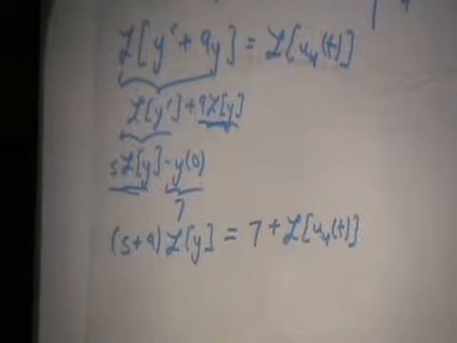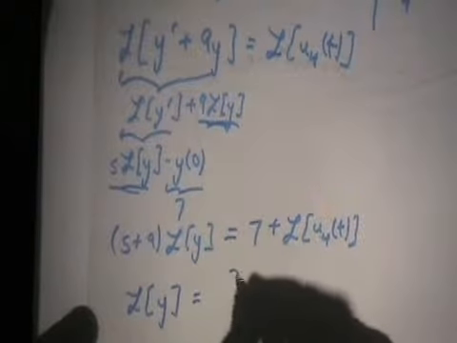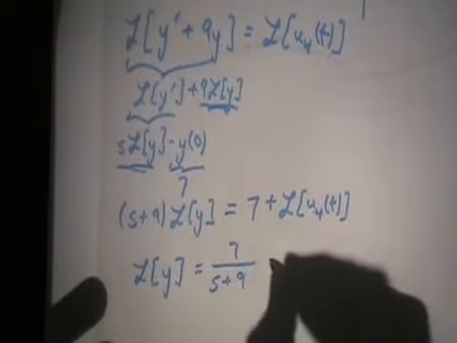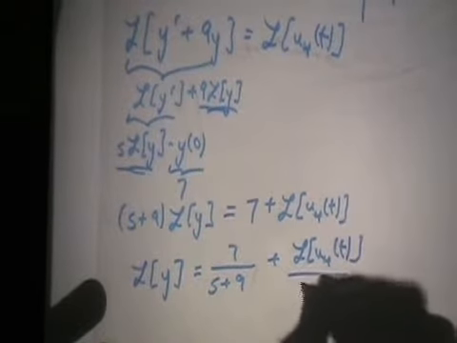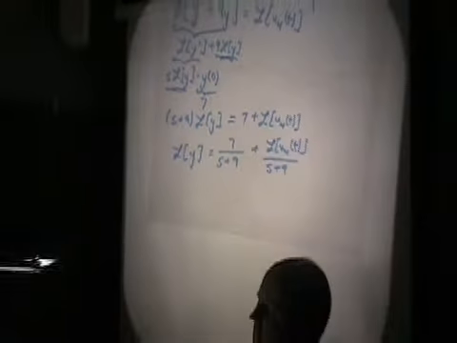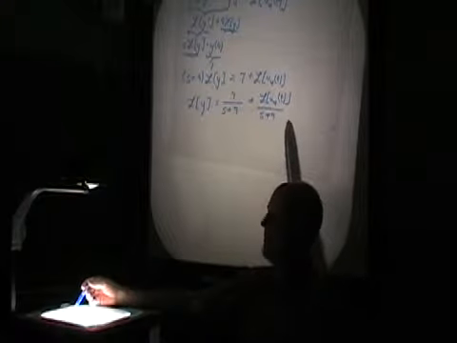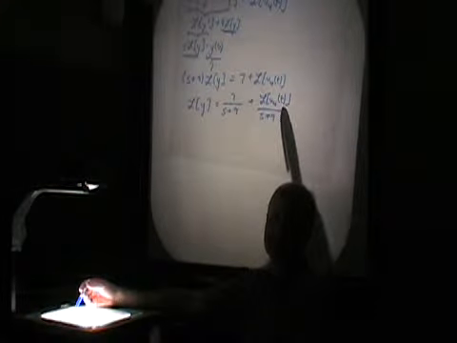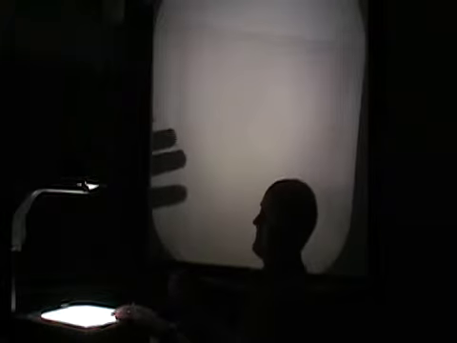And now divide both sides by s plus 9 to say that the Laplace transform of y equals 7 over s plus 9 plus the Laplace transform of u4 of t over s plus 9. And then I would take the inverse Laplace transform of both sides and get the answer. Well, before we do that, we better figure out what the Laplace transform of this Heaviside function is. Let's figure that out now.